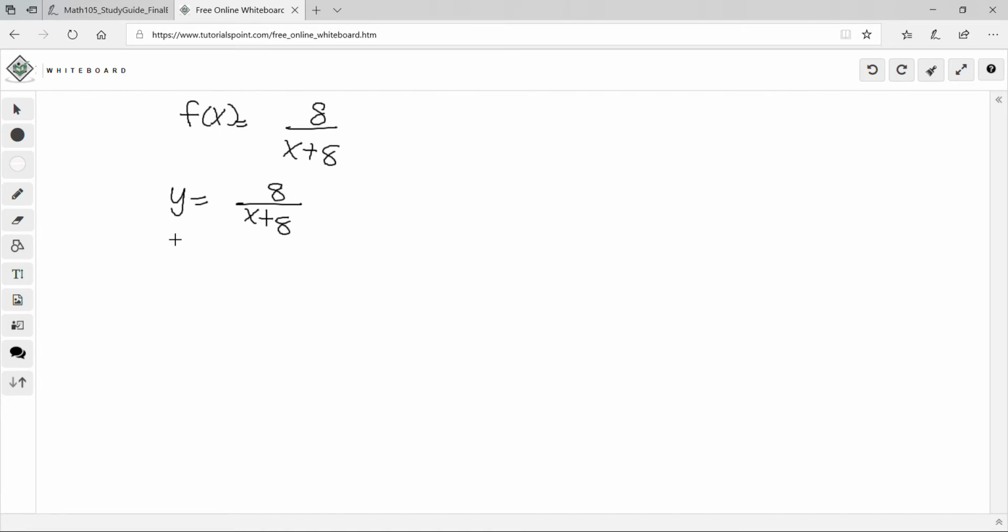And then the second step is you switch the x and y. So this y is no longer going to be y, it's going to be an x. And then it's going to be 8 over, this x is no longer going to be an x, it's going to be a y. And then what you do is you just solve for y. So what I'm going to do is cross multiply. I'm going to multiply this by that. So it's going to be x times y plus 8 equals 8.